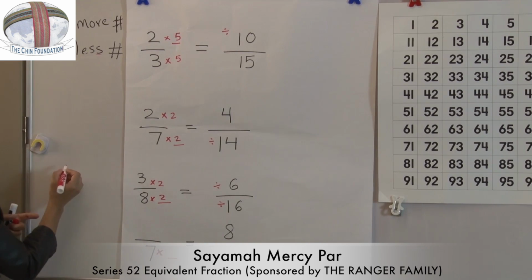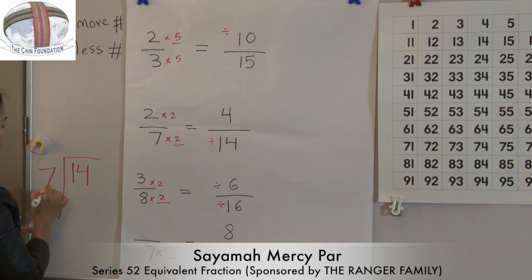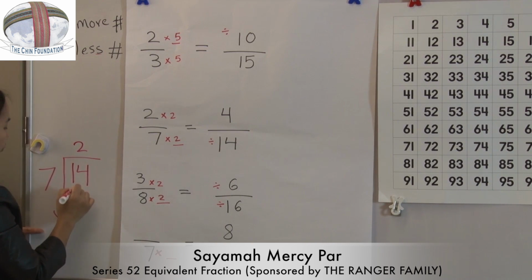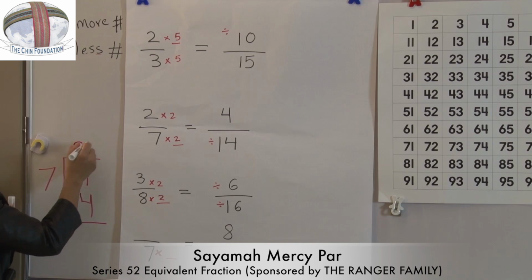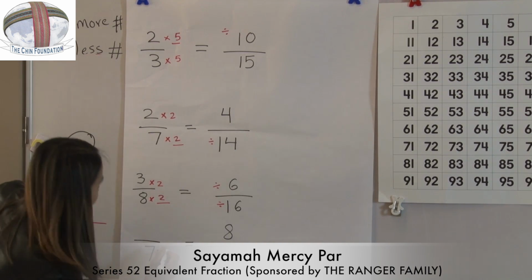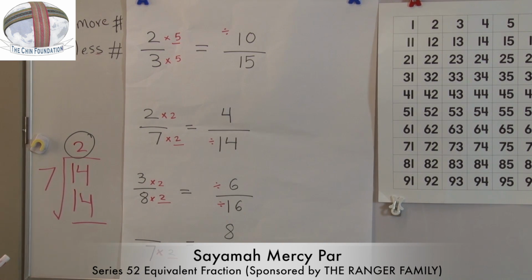Okay. So 14 divided by 7. 7 times 1 is 7. 7 times 2 is 14. Okay, so the answer is 2. 7 times 2 is 14. That's how we get to that number.